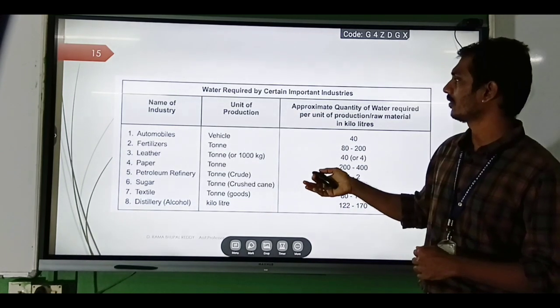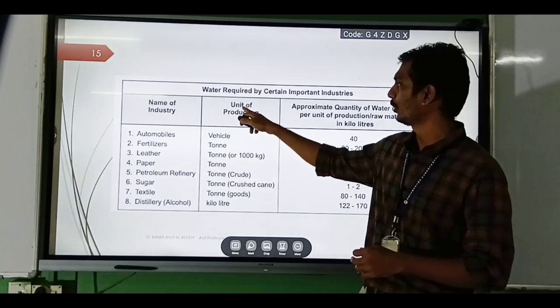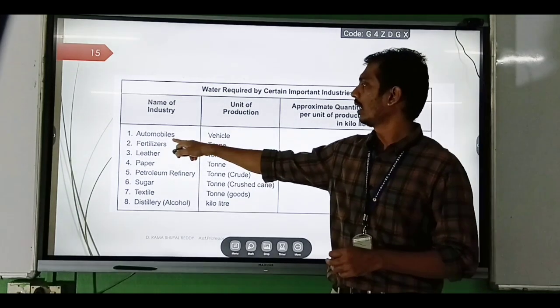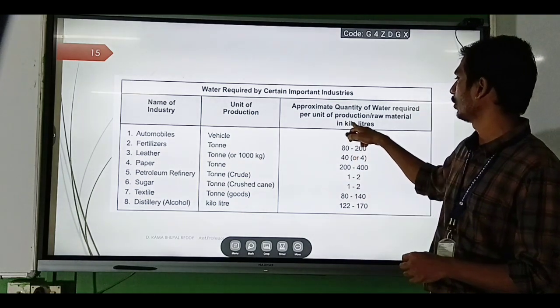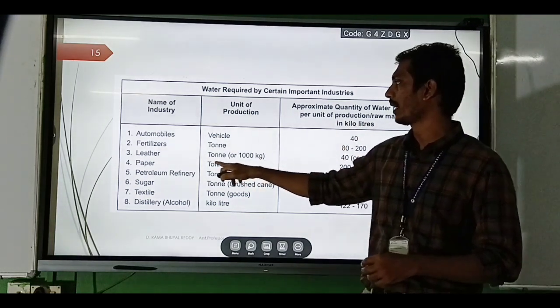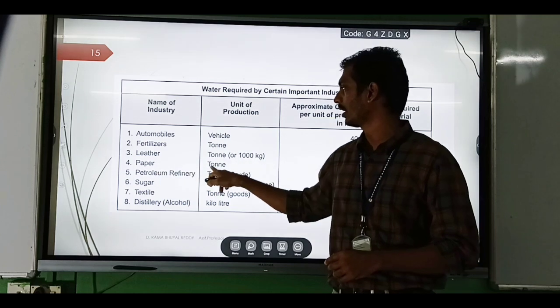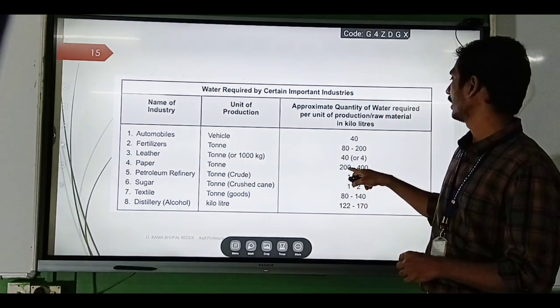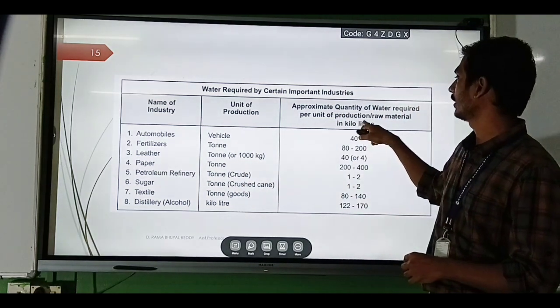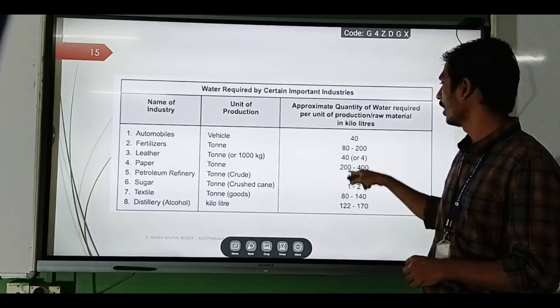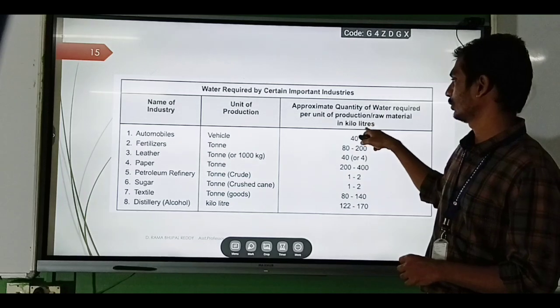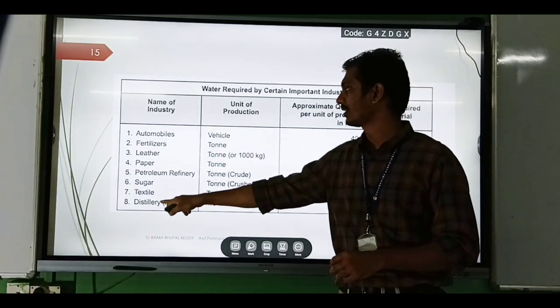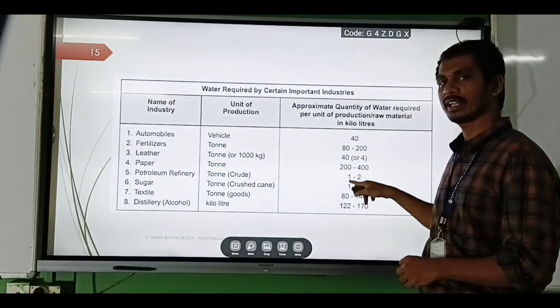So these are a few examples: to produce one vehicle in the automobile industry, they require 40 kiloliters of water. In a similar manner, production of one ton of paper requires nearly 200 to 400 kiloliters of water. Whatever numbers you are seeing here are in kiloliters. So depending upon the industry, the quantity of water changes.